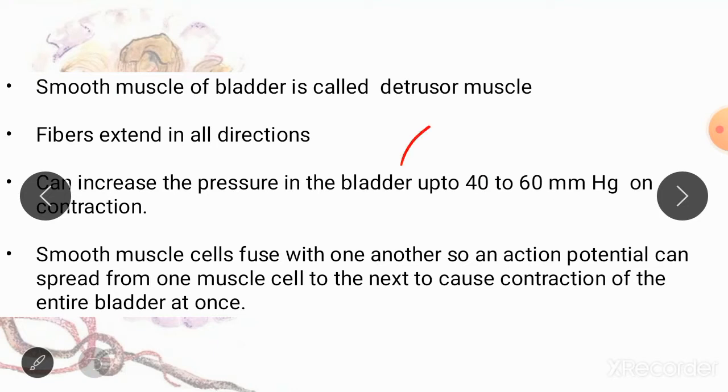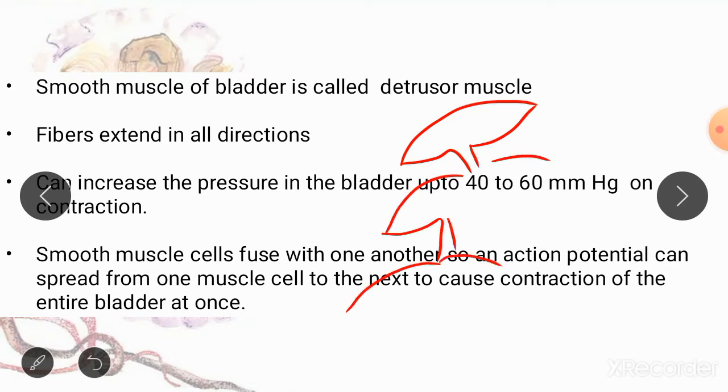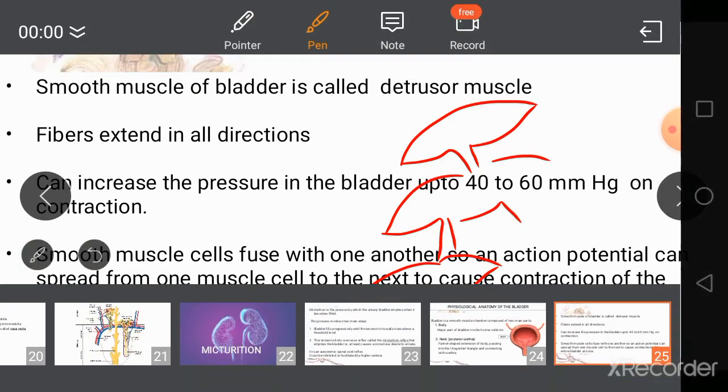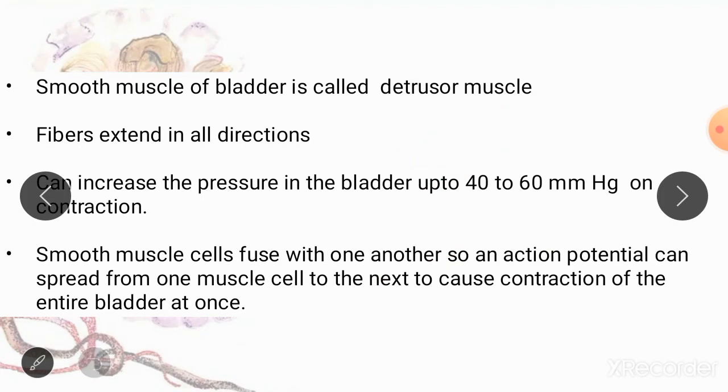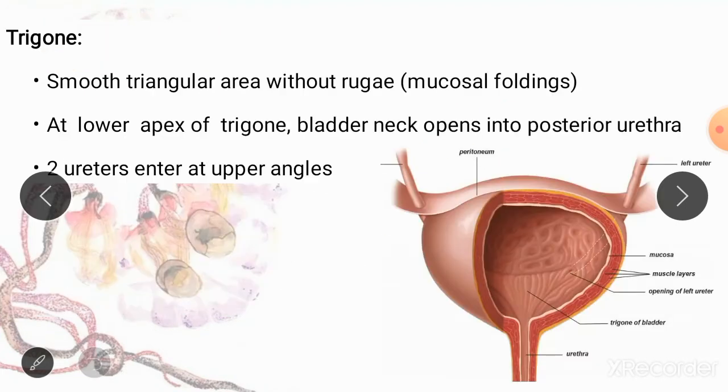So the smooth muscles are attached to each other through gap junctions, so that when the action potential is traveling from one smooth muscle cell, it can also travel into another smooth muscle cell, and they all can contract together and contract as a syncytium. So this is all about the structure of the bladder.